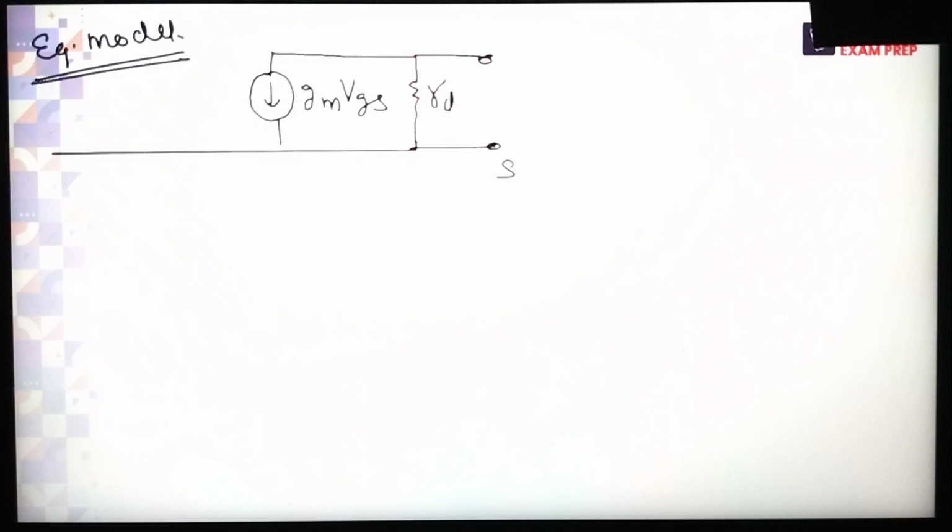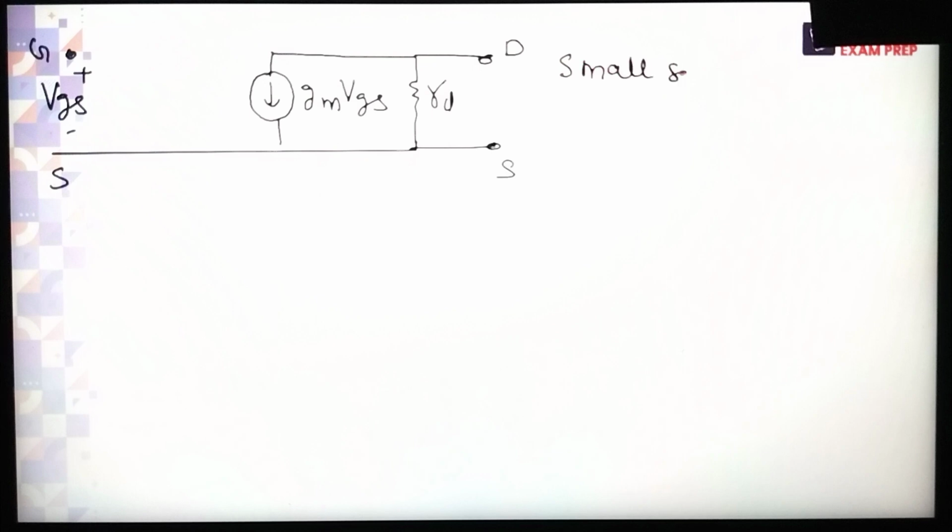This is the common source, this is the drain. Here we are connecting the VGS. Okay, so this is the small signal model at low frequency. But why are we considering low frequency?